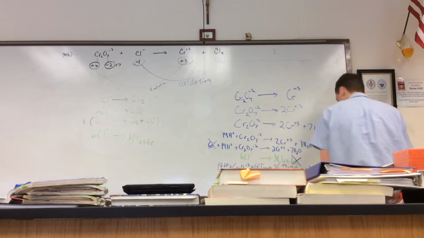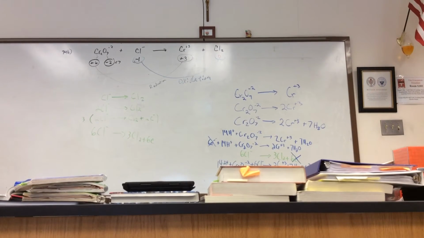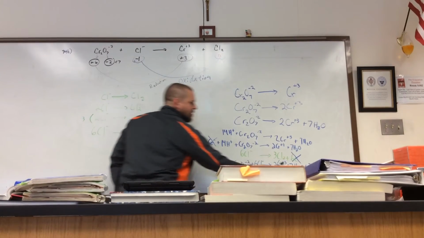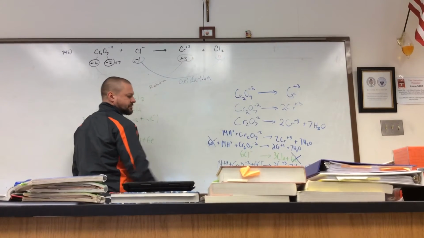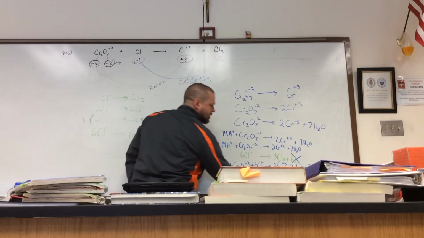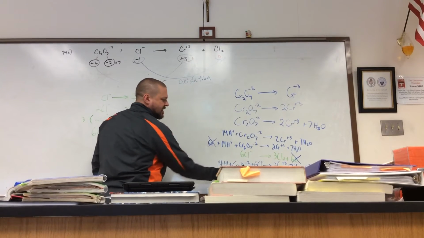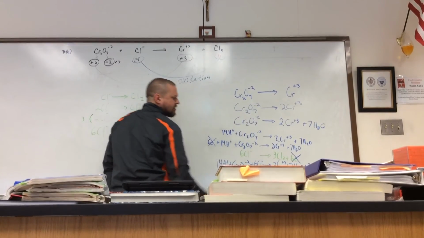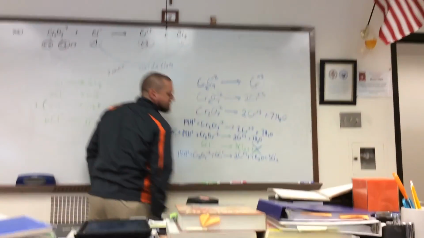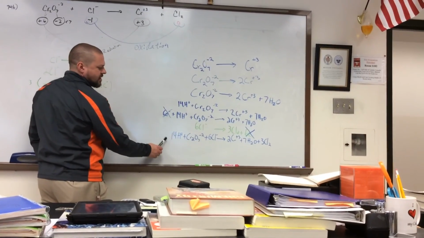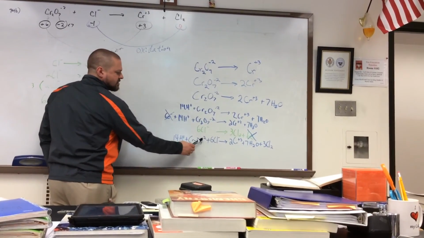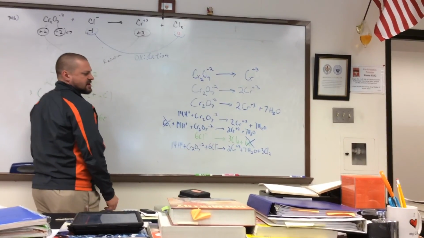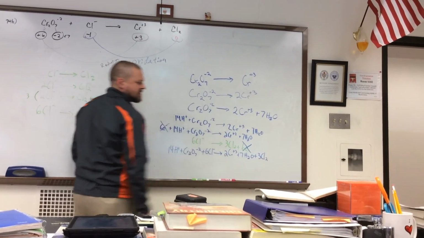Okay, so let's see. What's the last thing we should do? Check our work, right? So let's see what happened. 14 hydrogens here. 7 times 2 is 14. 2 chromium here. 2 chromium. 7 oxygen. 7 oxygen. 6 chlorine. 3 times 2 is 6 chlorine. Charge, I've got 14 positives, 2 negatives. That makes positive 12. 6 more negatives. That makes positive 6. And I have 2 times 3, positive 6. That balances out.